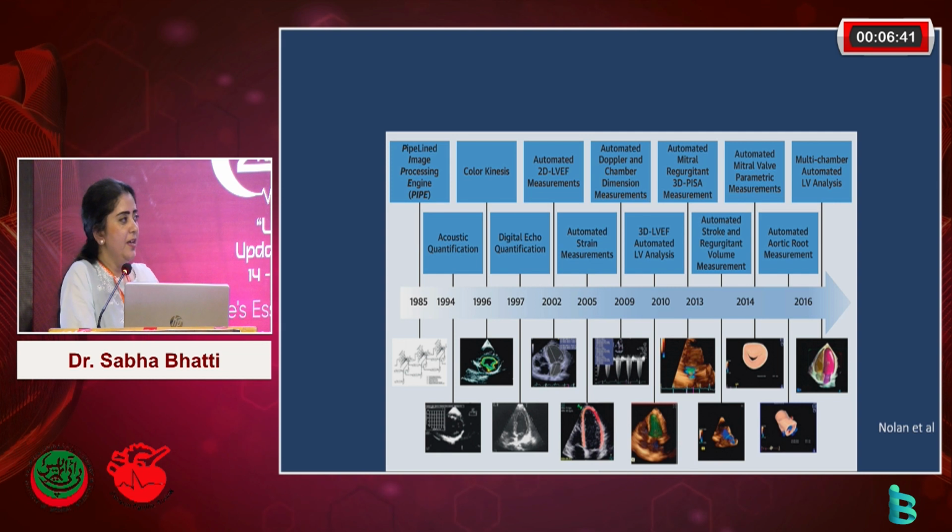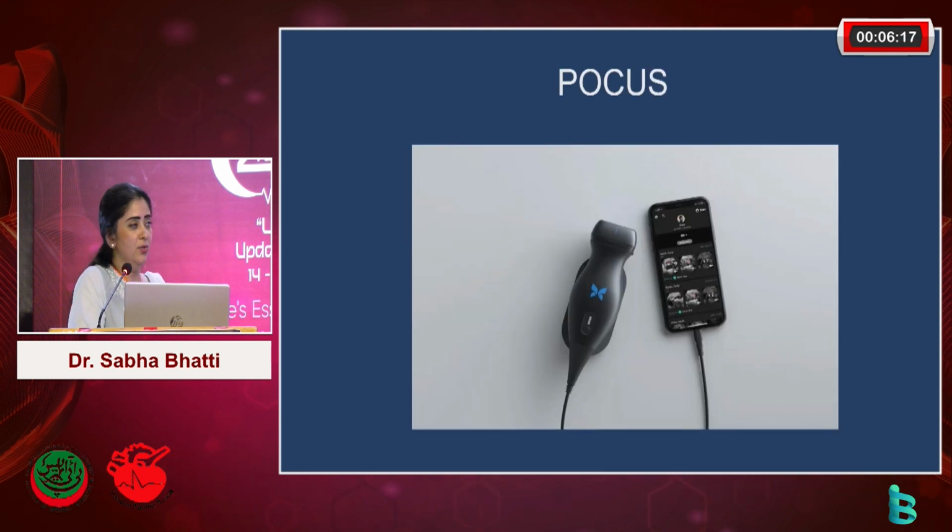And here are some of the advances that I was just mentioning that have happened on the machines as time has gone by. So between 1985 and 2016, you can see that the ejection fractions on left ventricles have become automated, the chamber dimensions have become automated, the mitral regurgitation PISA volumes can be automated. And so many things, you just have to put in the basic parameters, and then the machine goes out and gives you that information.